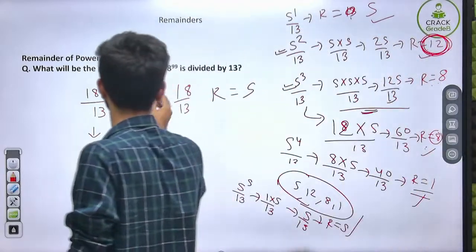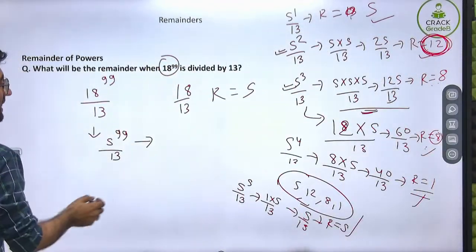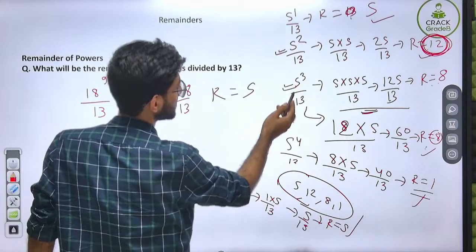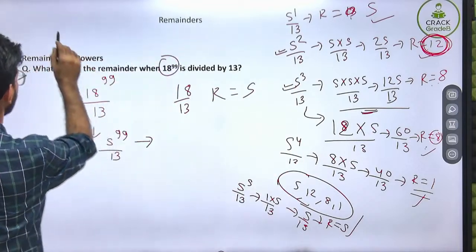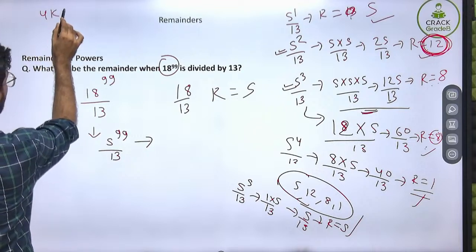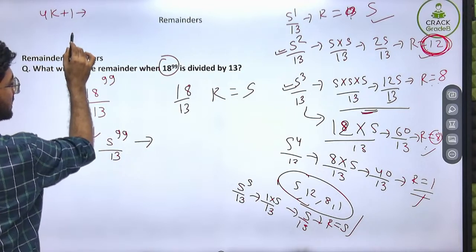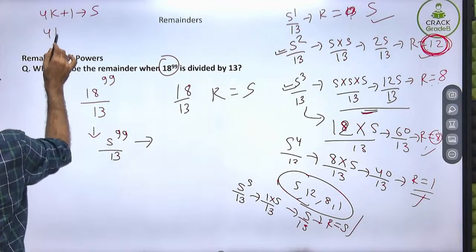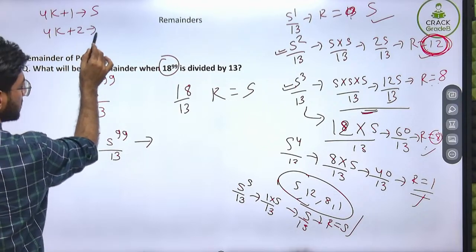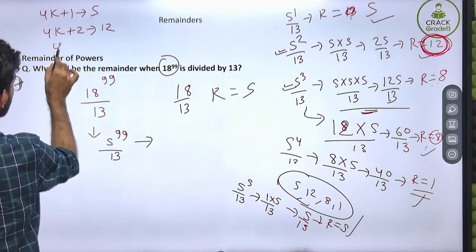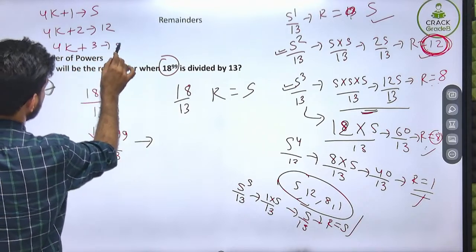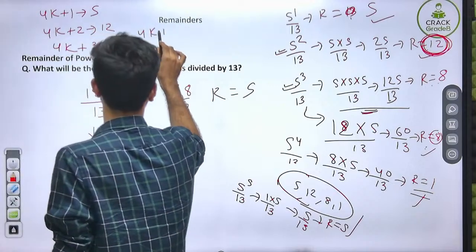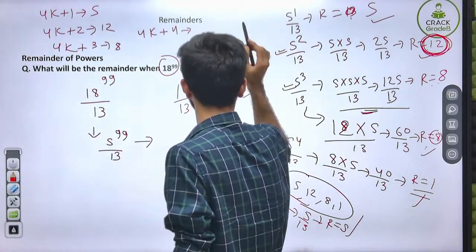Now look at 18 to the power 99. The remainders have started to repeat itself after fourth power. So you can write, when the power is 4k plus 1, the remainder is 5. When the power is 4k plus 2, then remainder is 12. When the power is 4k plus 3, the remainder is 8. When the power is 4k plus 4, remainder is equal to 1.